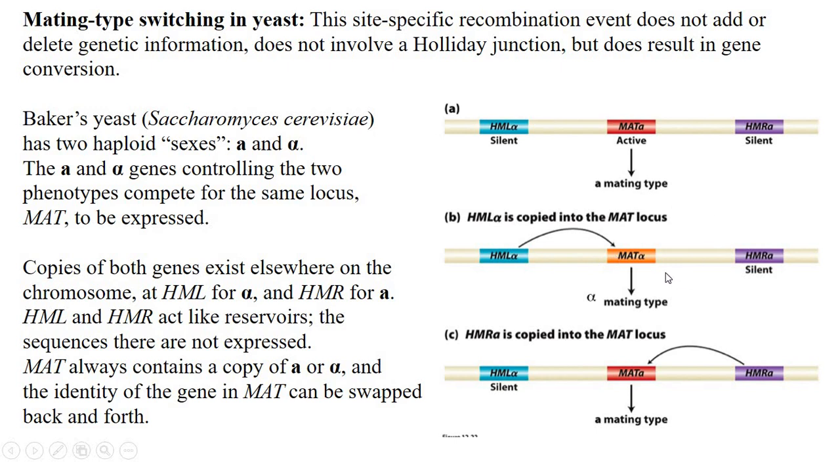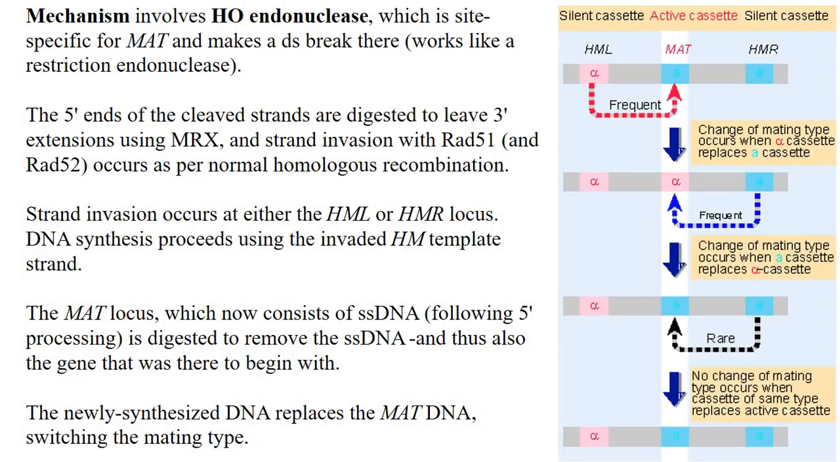But if that needs to be switched, then it can recombine with the sequence and copy the alpha sequence, and it will turn into alpha mating type. These can switch back and forth between A and alpha. So here again, this is MAT. These both are silent cassettes, HML or HMR, alpha or A. Alpha can switch the A from MAT and become alpha type. When there is an alpha, A can go there and change it into A type. So these can switch. A to A or alpha to alpha will be very, very rare because that doesn't make any sense. It will not change anything.